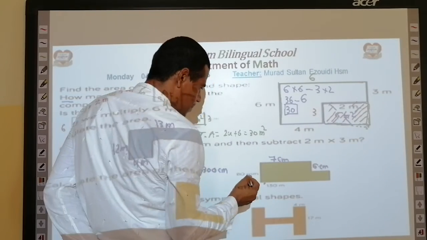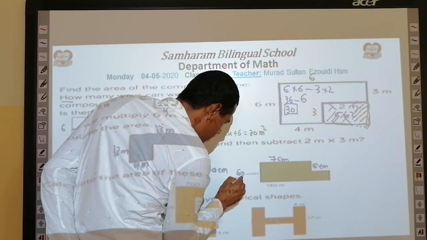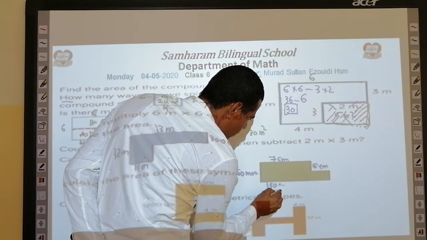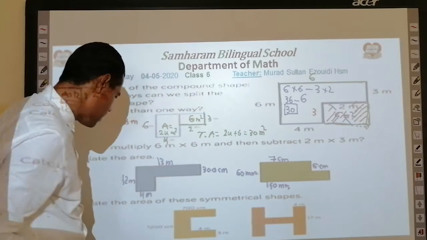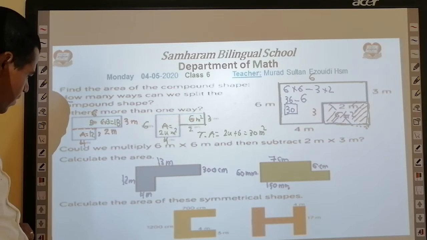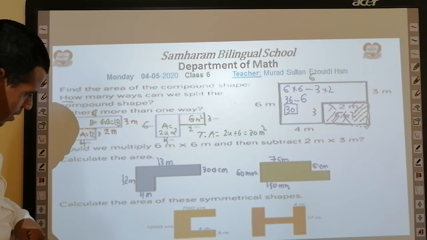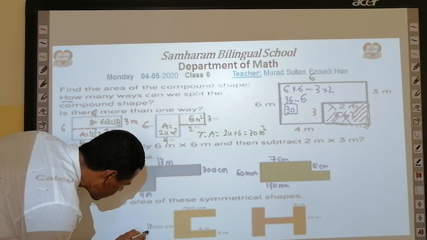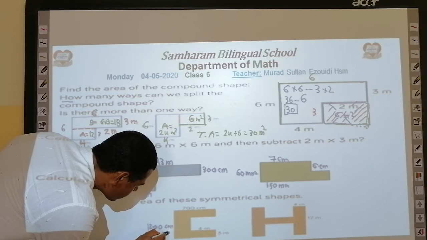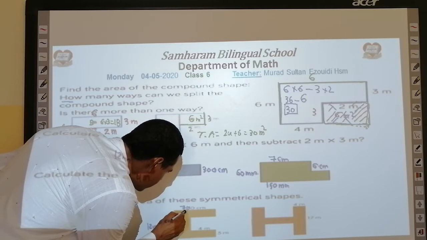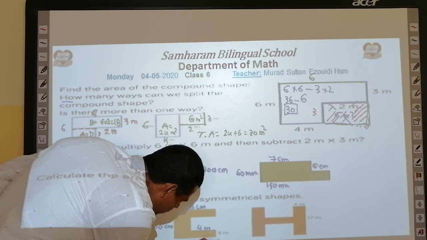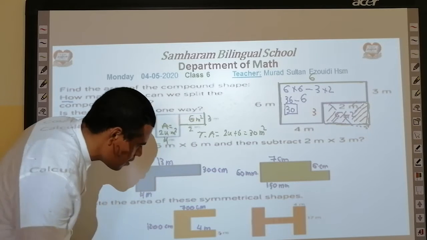This one is 60 millimeter. This is 150 millimeter. Okay. Let's do this one. Then we move to the next one. That's our idea. This is 1,200 centimeter. This is 700 centimeter. This is 4 meter, and this one is 2 meter.